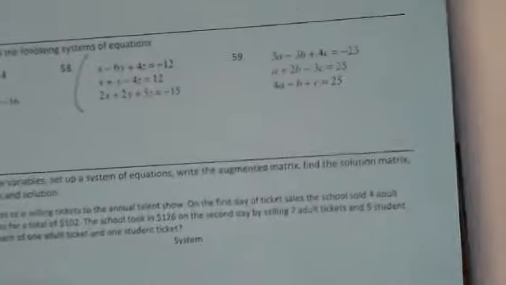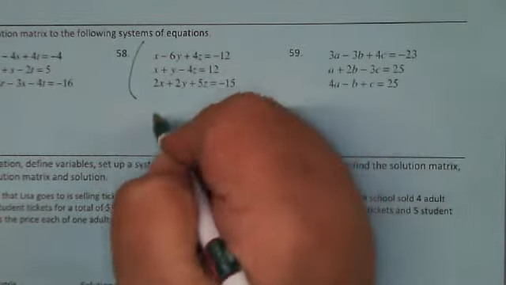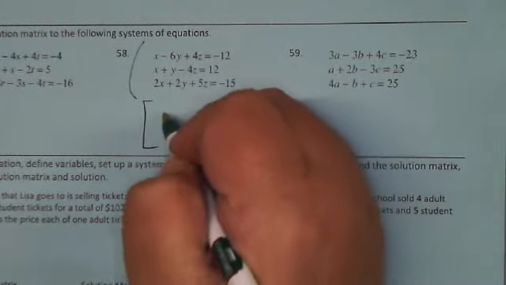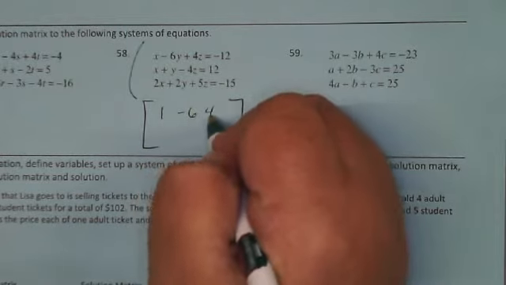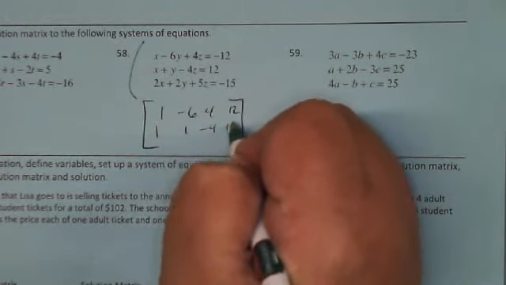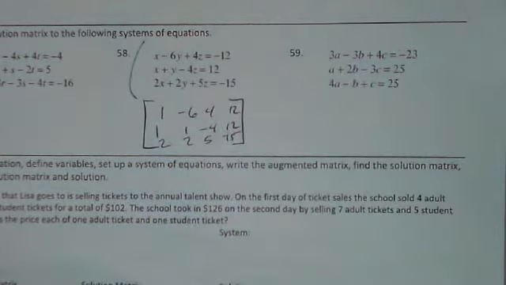On the back, they want us to find the solution matrix. So we're going to take this matrix and we are going to put it in our calculator. First of all, we have to go from standard form to augmented. So 1, negative 6, 4, 12. 1, 1, negative 4, 12. 2, 2, 5, negative 15.